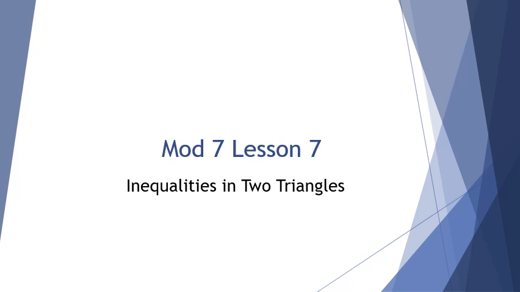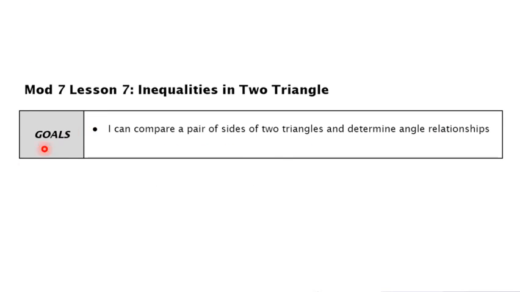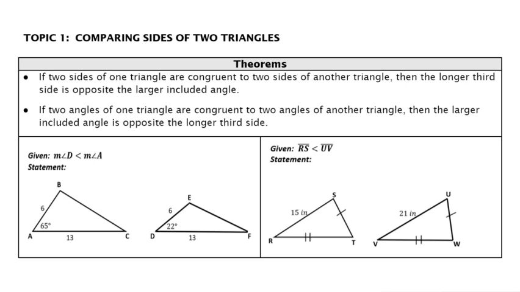This is the lesson for Mod 7, Lesson 7, Inequalities in Two Triangles. The goal of this lesson is going to be comparing sides of two triangles and determining angle relationships. The theorem with this is very similar to what we saw in the previous section.